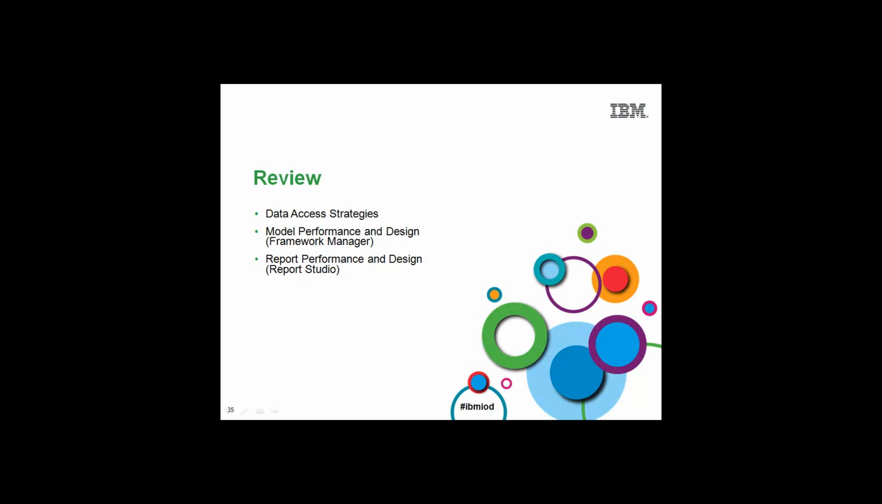Let's take a look at the key points that we discussed in this presentation. The first main one was looking at data access strategies and ensuring you're using the right technology and the right tool for your report requirements. This can help improve performance greatly. We also looked at model performance and design in Framework Manager and some key tips on how to troubleshoot for performance. We also looked at report performance and design in Report Studio and looked at some common issues that our customers run into when authoring their reports. We also took a quick look at a case study and looked at troubleshooting a problem report right from Report Studio back into the model.